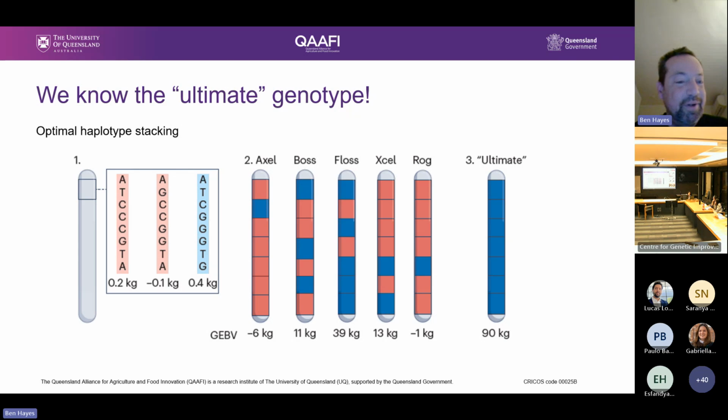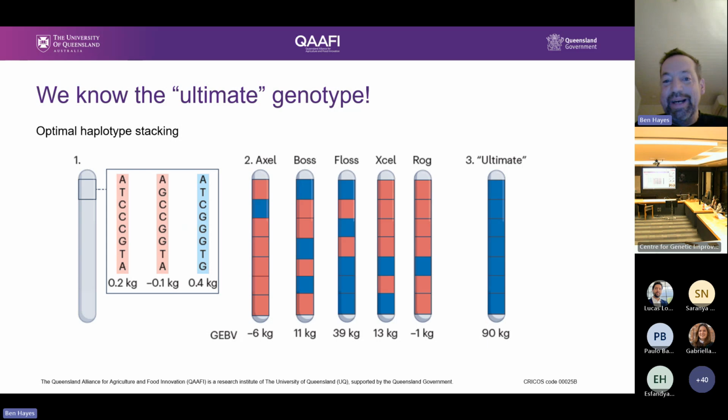So just peering into one chromosome segment here, the marker alleles on that chromosome segment might be in the first case AT, CCCC, GTA, and we can estimate the effect of that haplotype by using the trait information, and we might come up with 0.2, whereas another haplotype has minus 0.1 and another haplotype still has 0.4. And then we can peer into our population and work out which animals actually carry the different haplotypes and start to think about assembling those chromosome segments.